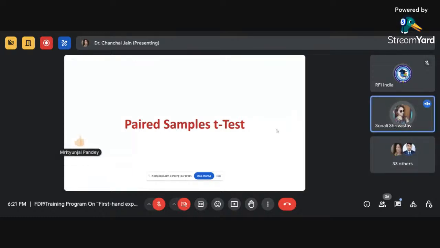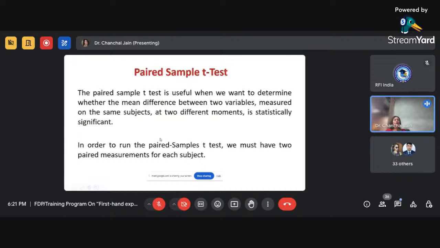So here I will talk about the paired sample t-test. Previously we were talking about the independent sample t-test, where the situation was you need to have two unrelated groups, right? So here we need to have paired groups. So this is the difference. The purpose of the paired sample t-test is also to find the mean difference. But here we will be having paired groups, right?